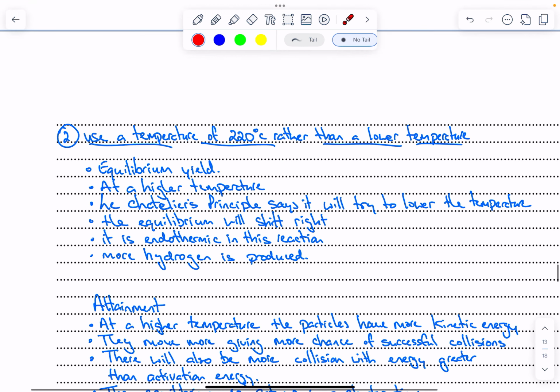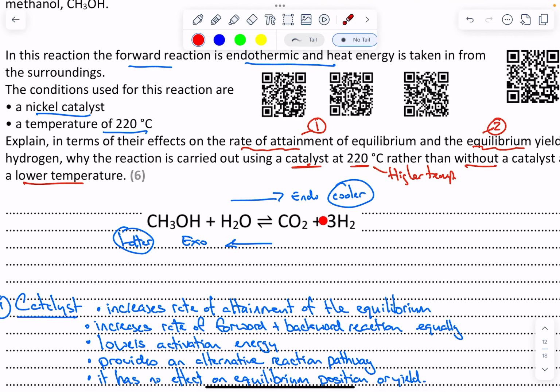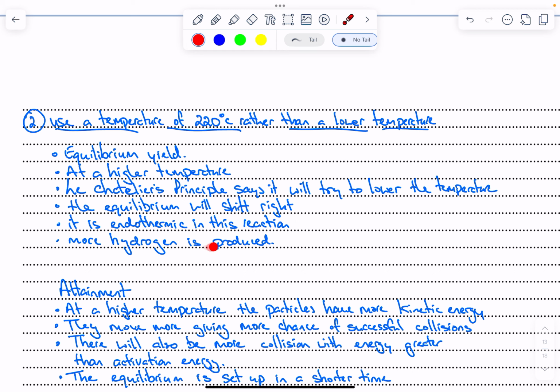So let's come back to our answer. Le Chatelier says it's going to try and lower the temperature. To do that, the equilibrium will shift to the right. That's because it's endothermic in that direction, and because it's going to the right, that's where the hydrogen is, and therefore I'm going to get more hydrogen produced.